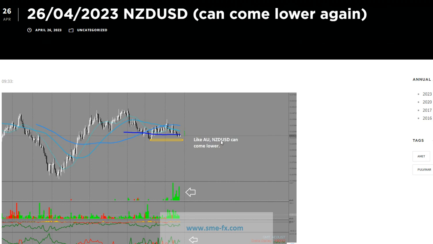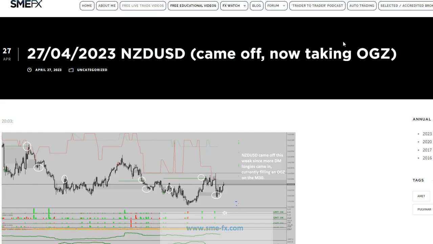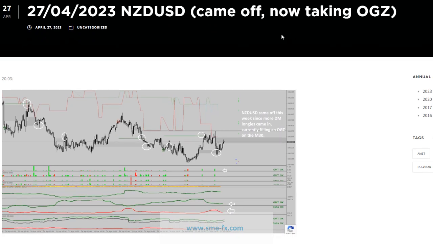I said, like Aussie dollar, Kiwi can come lower because, look, that's not difficult. Come on. Longies in the market, old longies, new longies, okay? A squeeze on the day chart going on, and this low as a target. And above the price are longies, so of course the market will come down. Easy short trade. Just write it down. Not difficult. The 27th came off.